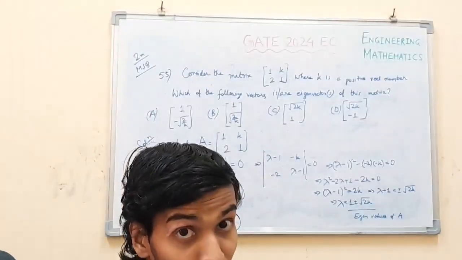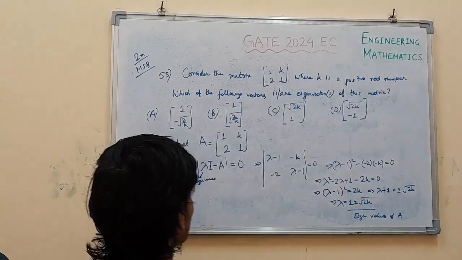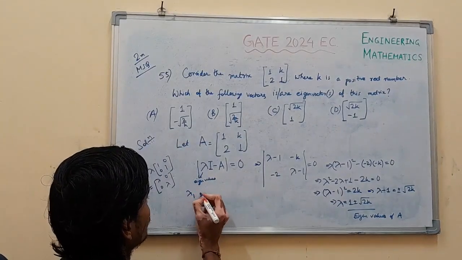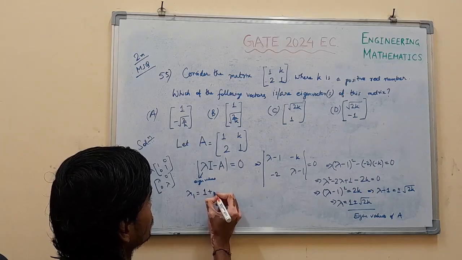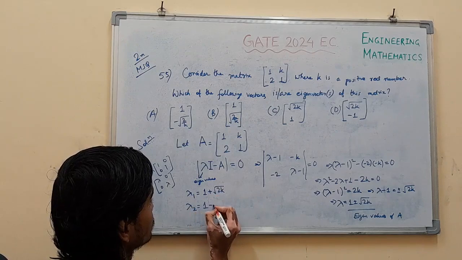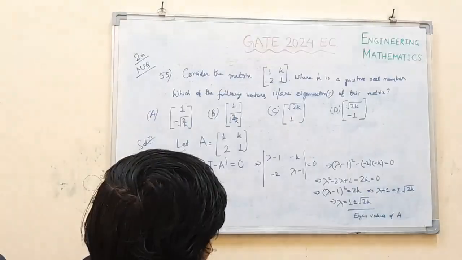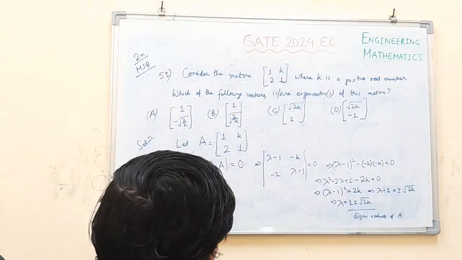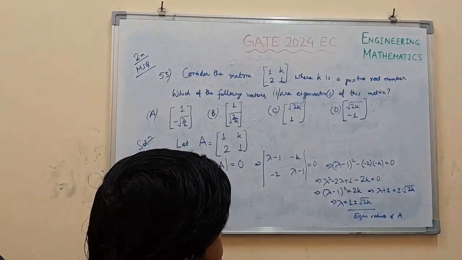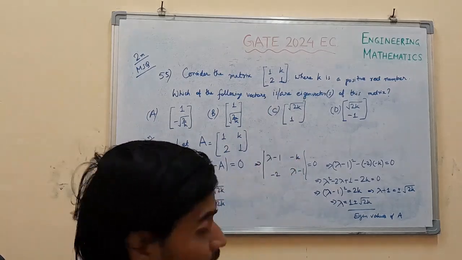Corresponding to both of the eigenvalues, we will have two distinct eigenvectors. One of the eigenvalues is say lambda 1 equal to 1 plus root 2k. Another one will be lambda 2 equal to 1 minus root 2k. Corresponding to each of these eigenvalues, we will get two different eigenvectors, which we have to find.